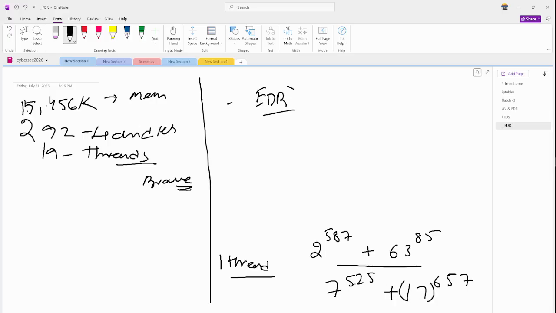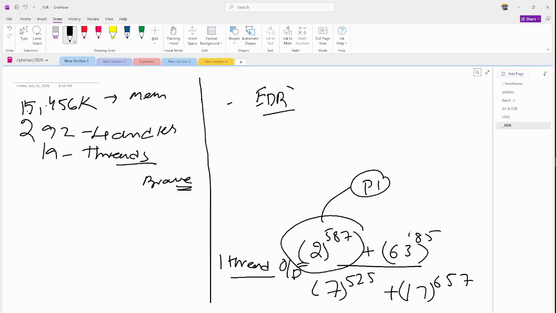Let's say you want to calculate this. In process, the output for this will be: you go here, process 1, then process 2. This will be process 3, and this will be process 4.